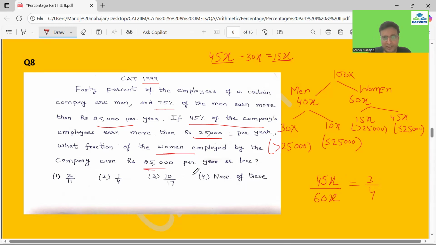So the correct answer is none of these. A lot of students try to eliminate none of these without working the solution. They think that it cannot be the answer, but that is not the case. Always solve it properly. And there is a possibility that none of these can also be the answer, whether it is CAT, whether it is that. Don't rule it out from the beginning. So the correct answer is none of these, that is 3 by 4 as a fraction.